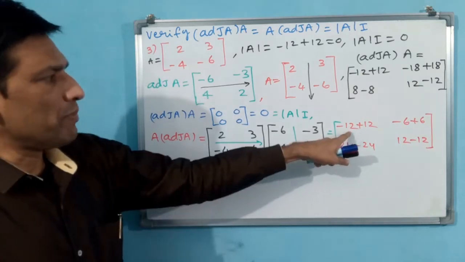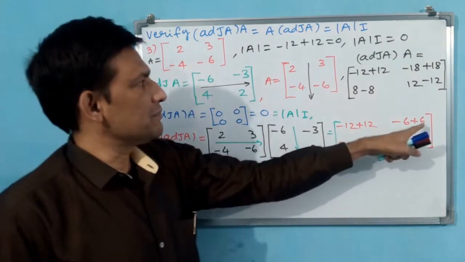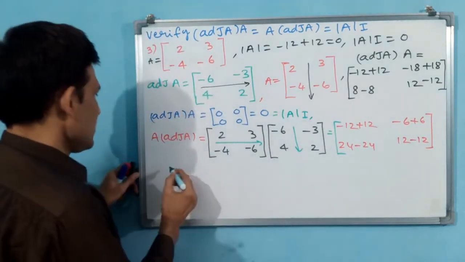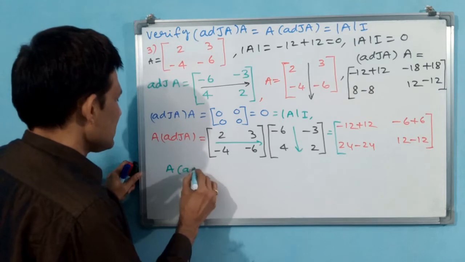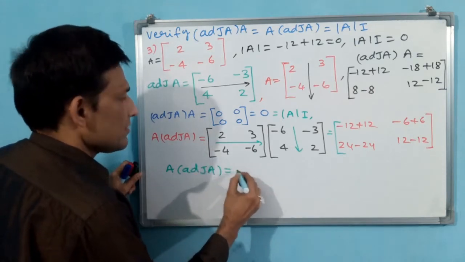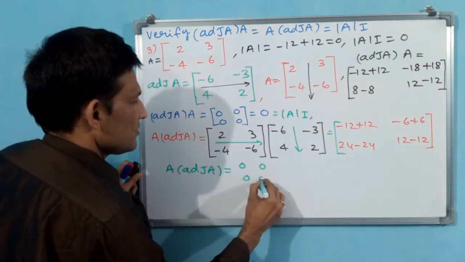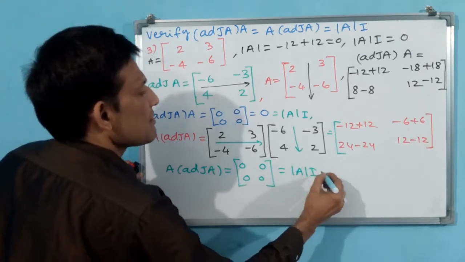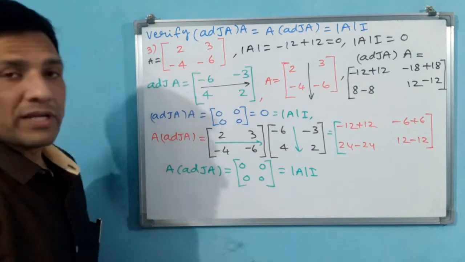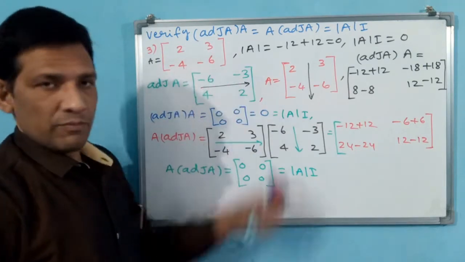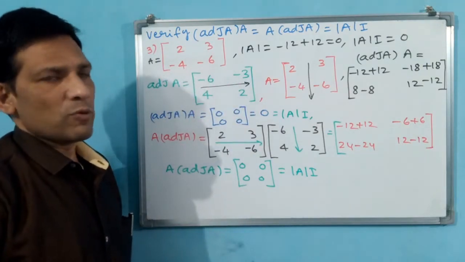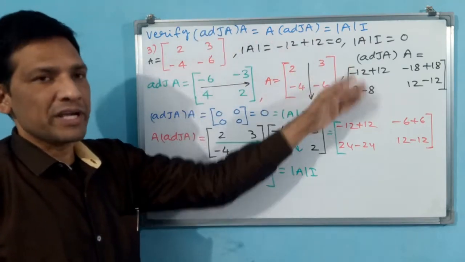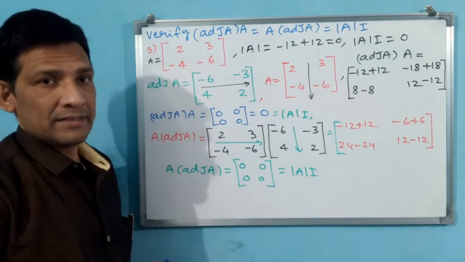You see, minus 12 plus 12, 0, minus 6 plus 6, 0, 24 minus 24, 0, 12 minus 12, 0. That means, you write like this: A into adjoint A is equal to 0, 0, 0, 0. That is equal to determinant A into I. Okay. That means we can write proved. LHS is equal to RHS. Means A into adjoint A is equal to adjoint A into A is equal to determinant A into I. This is the answer. Okay.